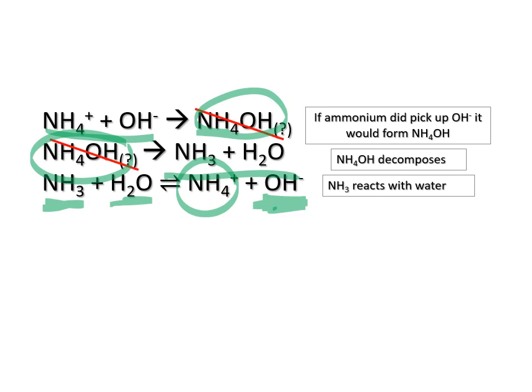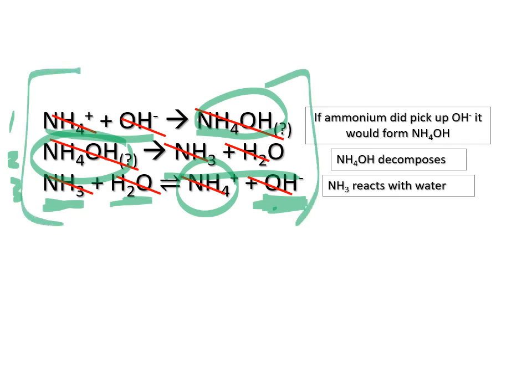But take a look at this entire reaction. If we are saying that these three things happen, then really what we're saying is nothing's happening, because all of the reactants cross off all of the products. So even if you do want to say it happens, there is no net change. So in other words, don't say it happened. Just look at the ammonium donating hydrogen, not picking up hydroxides.